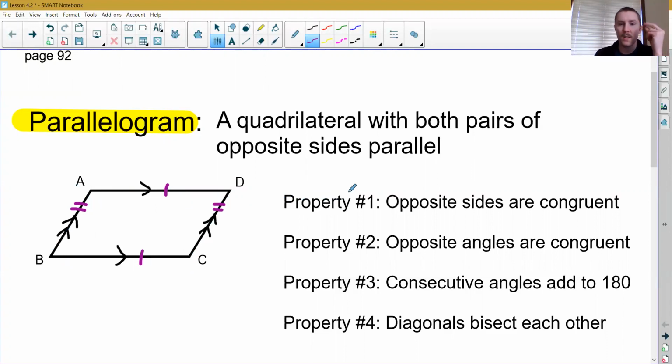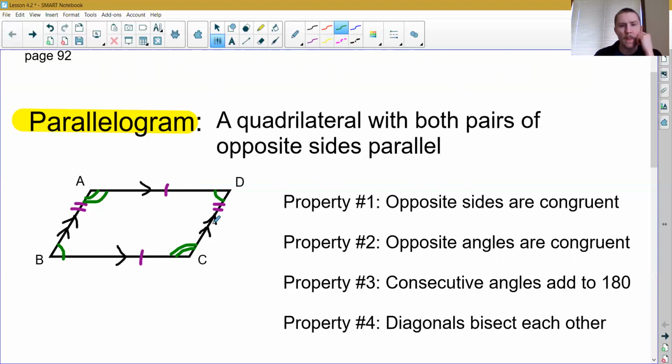Parallelogram property number two says not only are opposite sides congruent in length, but opposite angles all the way across the shape are congruent in measure as well, or in number of degrees, okay? So angle B down here in this corner is the same in measure as angle D up in that corner, okay? So those opposite angles are congruent, as are these opposite angles, A and C. These angles are also congruent to each other, okay? So A and C are opposite angles, B and D are opposite angles. Opposite angles in a parallelogram are always congruent to each other, which means they have the same number of degrees, same measurement, okay?